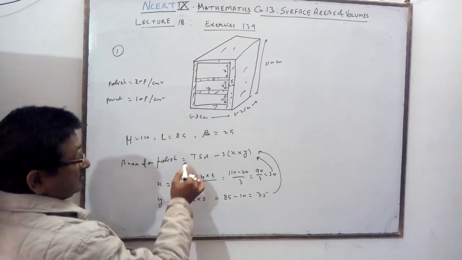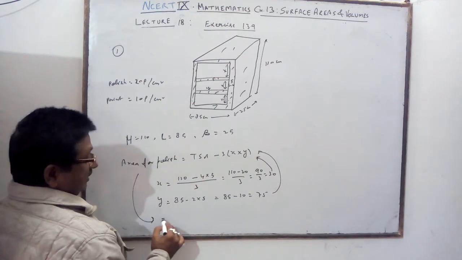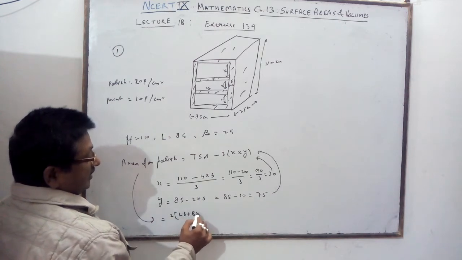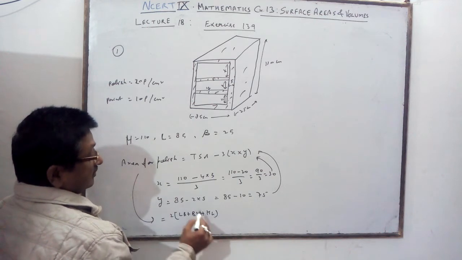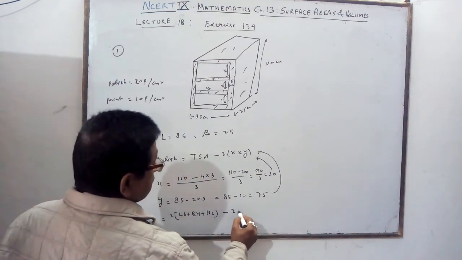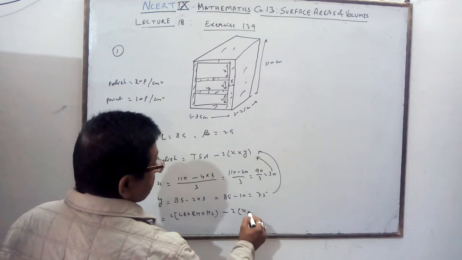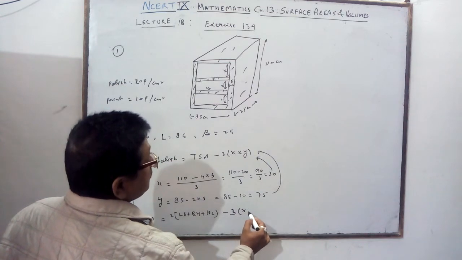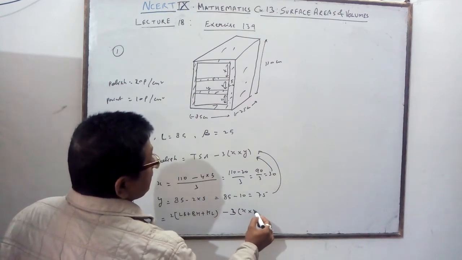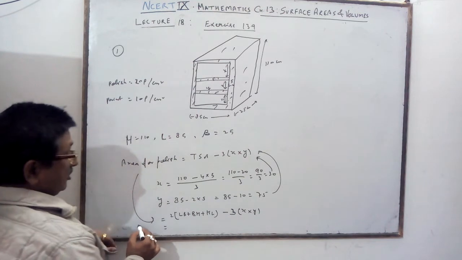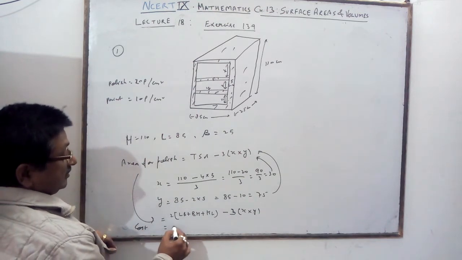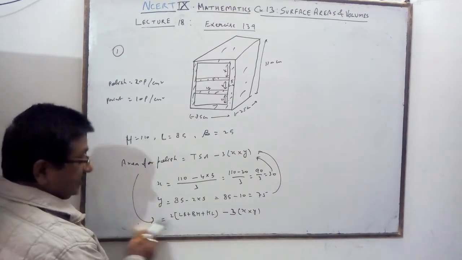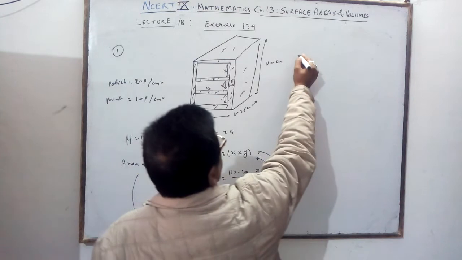What TSA will you apply here? For this you will write 2 times LB plus BH plus HL, total, minus 2 into X. There are 3 cabinets, so 3X into Y. What answer will you get? For the cost, the rate is applied. That is the cost of polish.